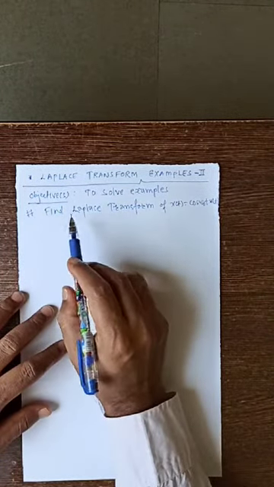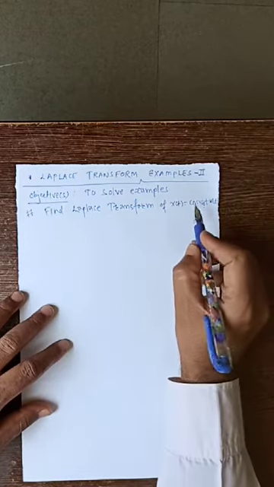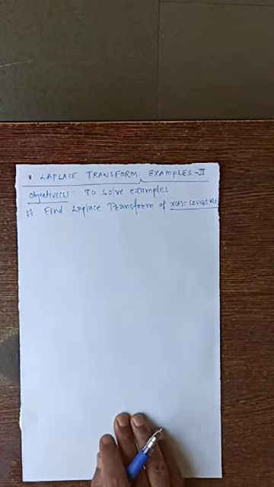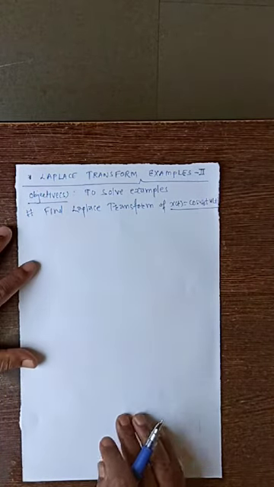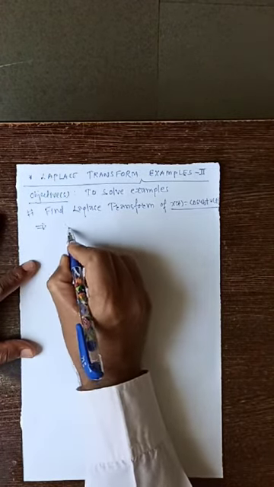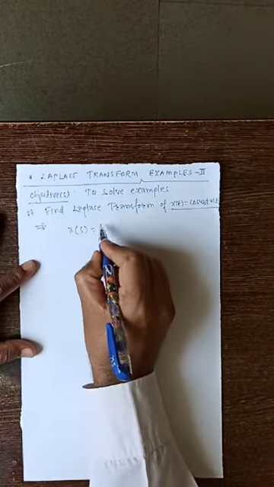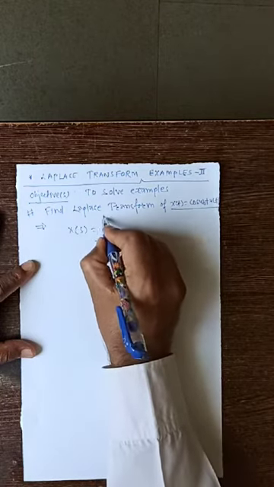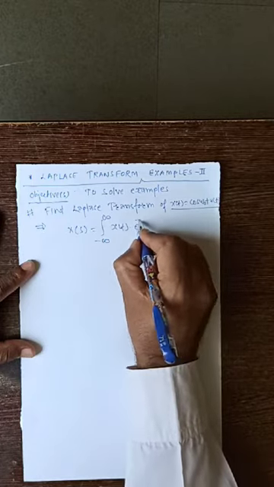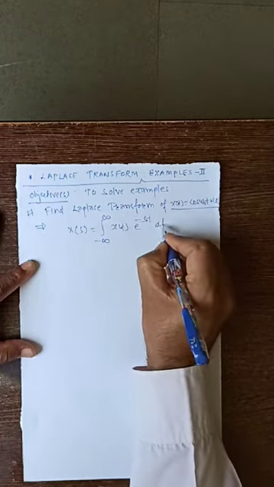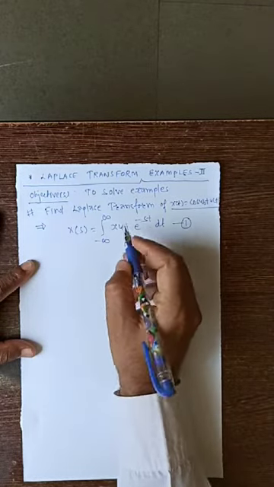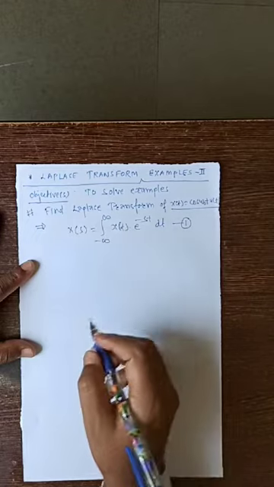The first example is to find the Laplace transform of x of t equals cos omega naught t into u of t. So we'll start solving this example. We know the Laplace transform X of s equals integral from minus infinity to plus infinity of x of t into e raised to minus st into dt. Let it be equation number 1. Now put the value of x of t in this equation number 1.